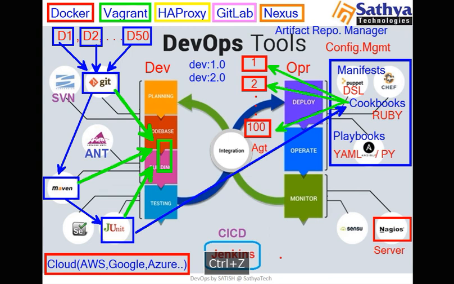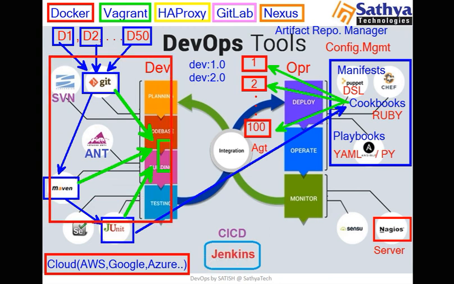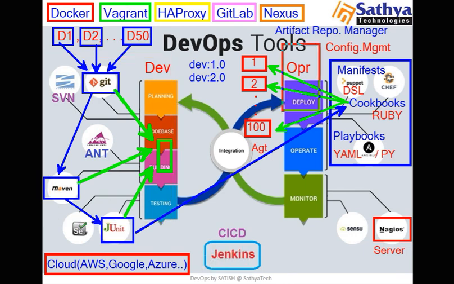So in this DevOps course, we have different tools for code development, different tools for operations, tools like Docker, Vagrant, HAProxy, GitLab, Nexus, and even cloud concepts. In this course I will also discuss some Linux commands and shell scripts, which play a major role in DevOps.